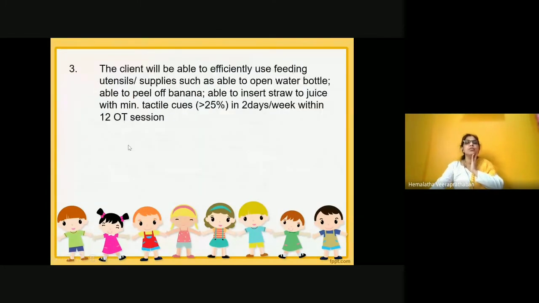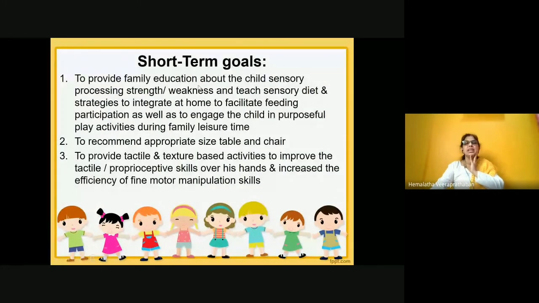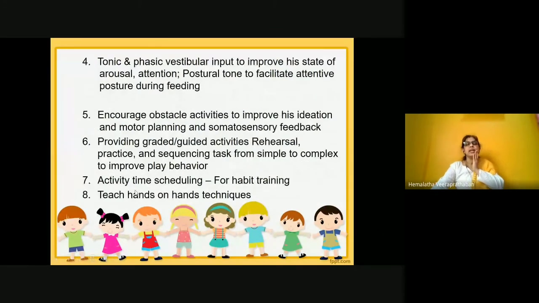The short-term goals for all these are, mainly, to provide family education about the child's sensory processing strengths and weaknesses, and teach a sensory diet and strategies to integrate at home to facilitate feeding participation. Also to engage the child in purposeful play activities during family leisure time, to recommend an appropriate size of table, to change the context and the environment, and to provide tactile and texture-based activities to improve tactile and proprioceptive skills in his hands and increase the efficiency of fine motor skills, so that we can develop the child's ability to use the utensils.